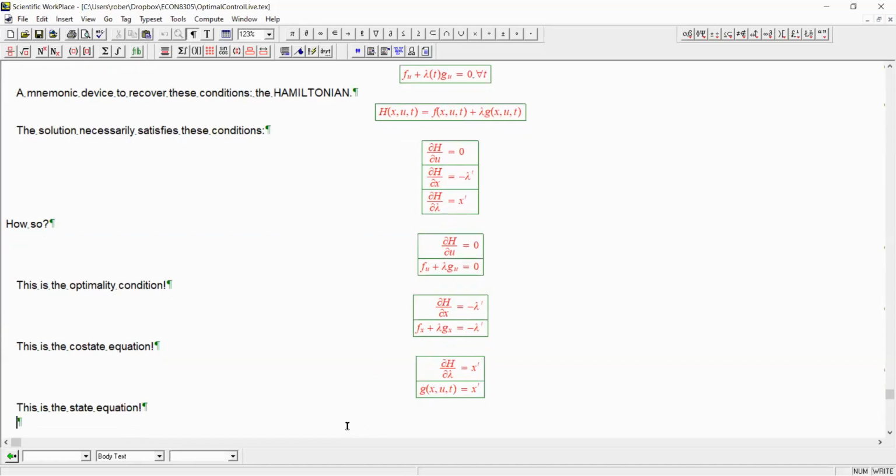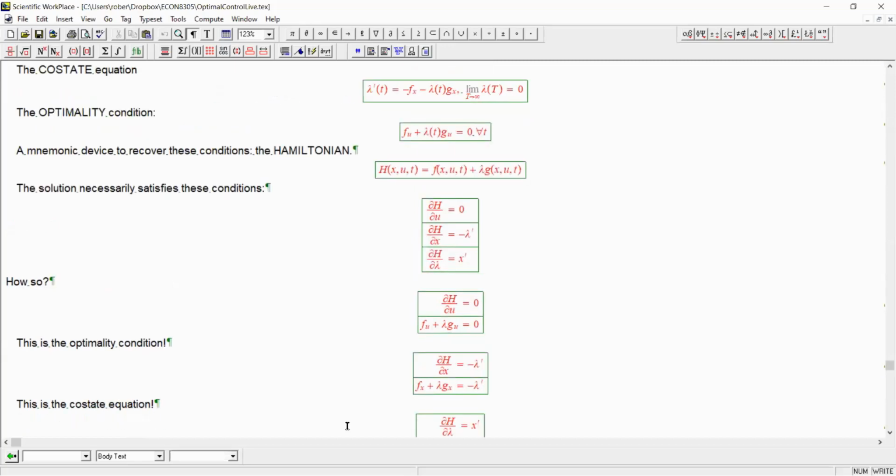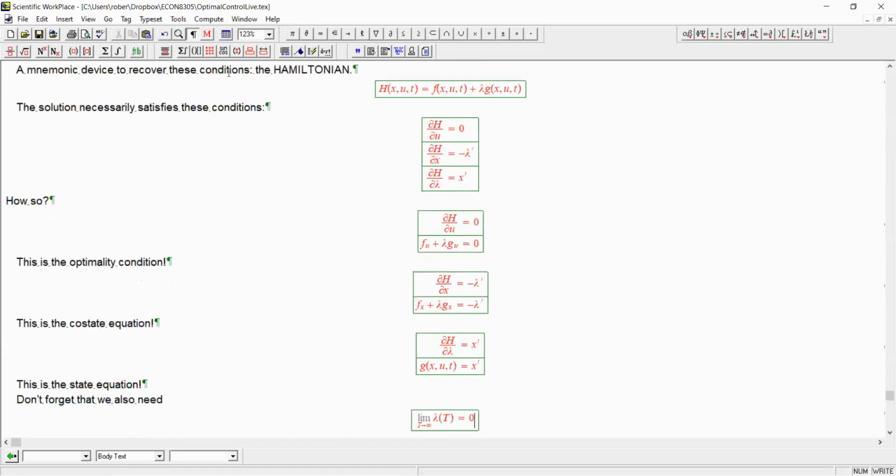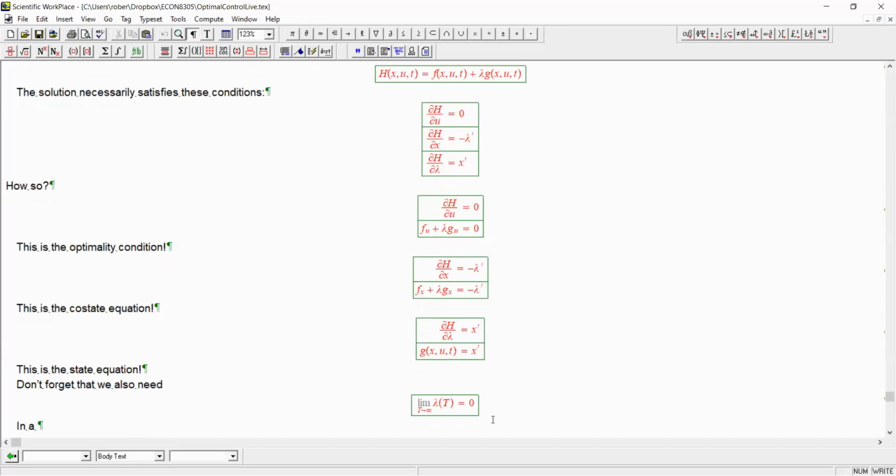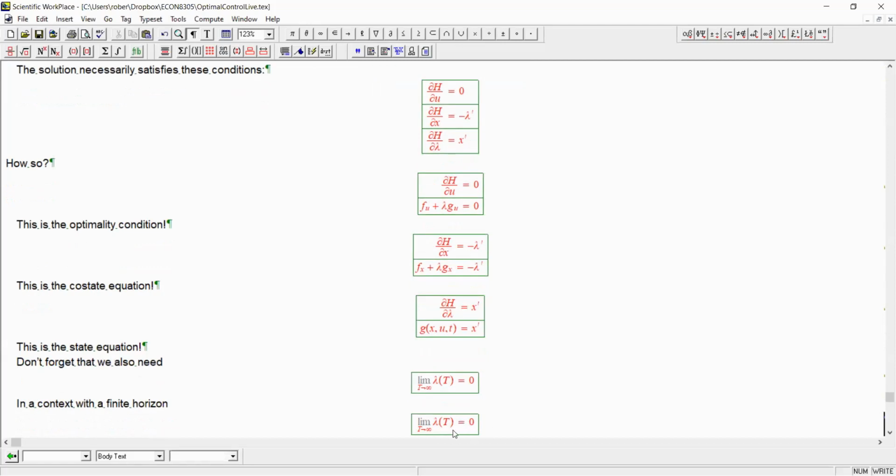One thing that you should not forget is that we also need one more equation here, which was the condition for what happens at the end of time. Lambda must converge to 0 over time. If we were in a context with a finite horizon, then the analogous condition would simply be for this to hold. And that's it. We now have necessary conditions for solving continuous time optimization problems.